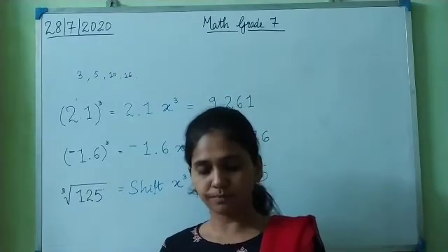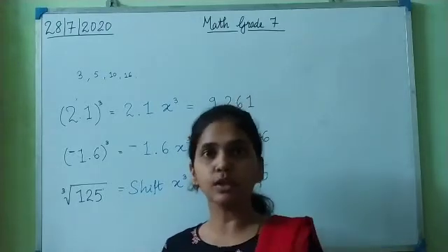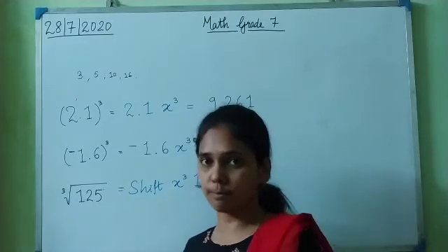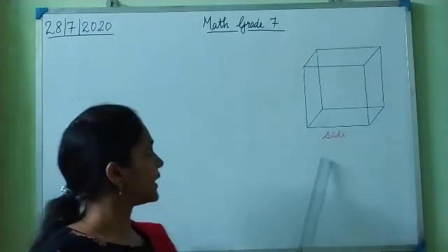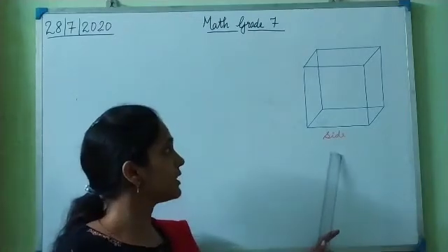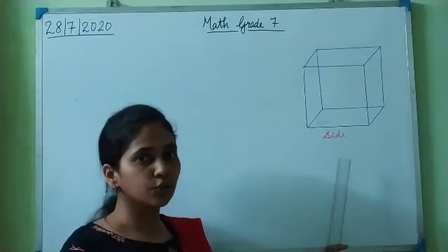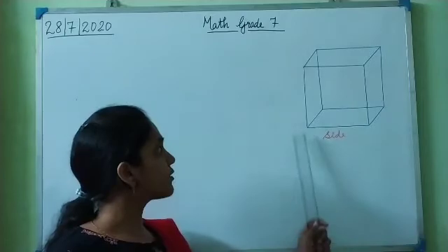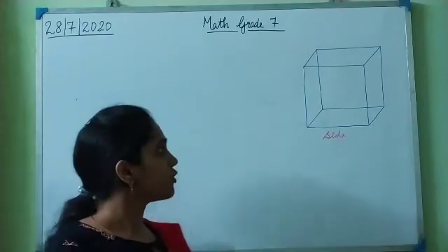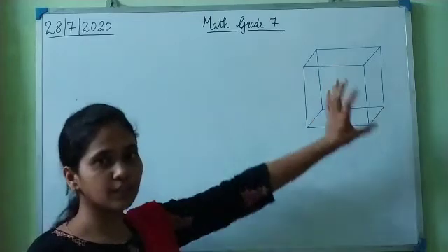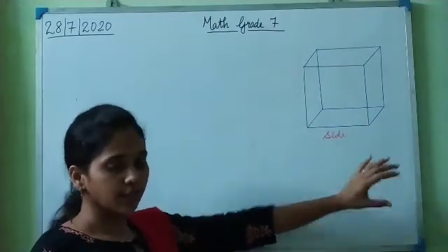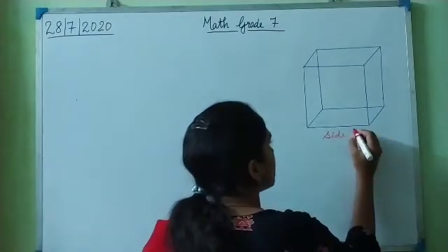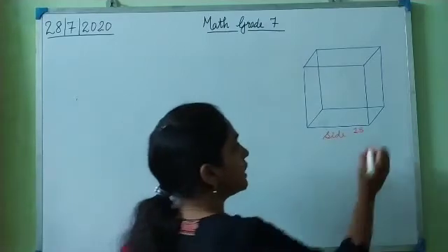So this was about how to find the cube and cube root. Now we will see where cube and cube root knowledge is applied. Here you can see I have drawn a figure. This figure is a cube. A cube is a three-dimensional figure which has all its sides equal. If I measure all the sides of this cube, they will be equal. I have drawn this cube with side length 15, so this side length is 15 centimeters.